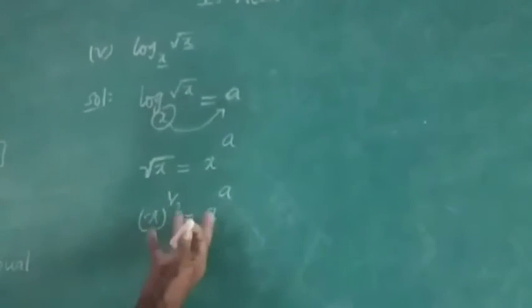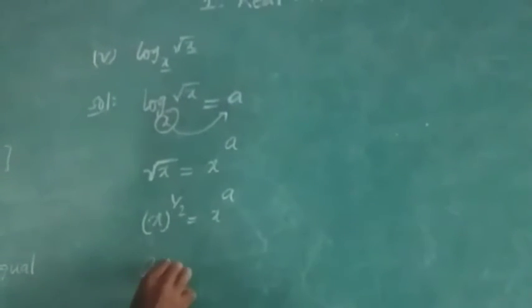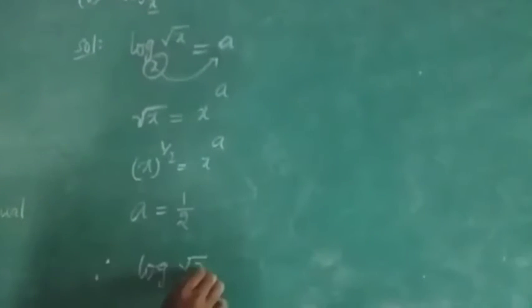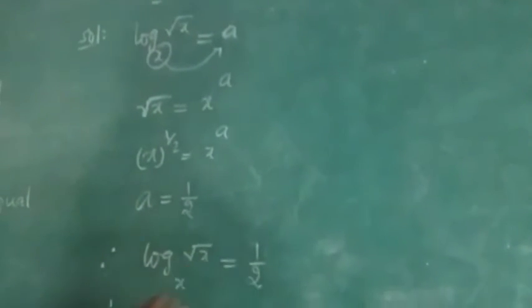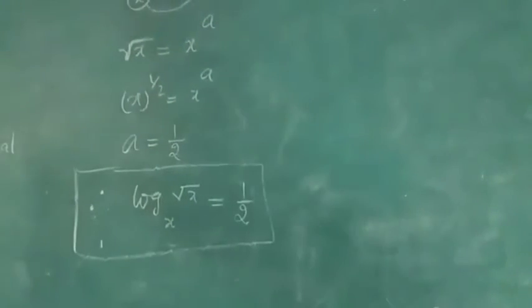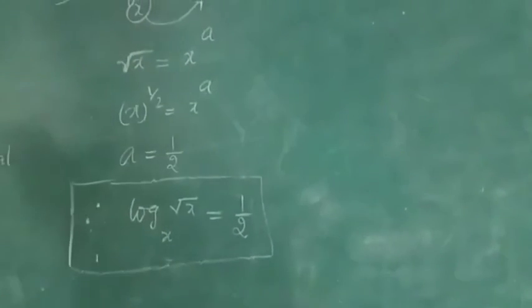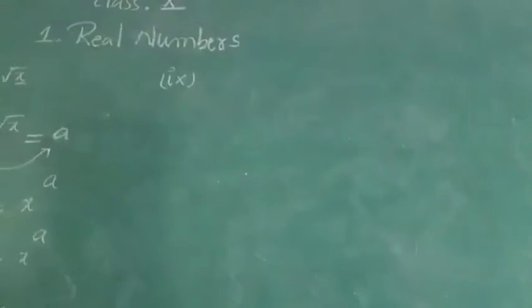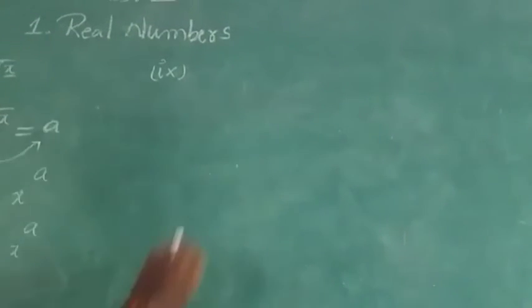So many times I have written, that's why I am not writing here. The bases are equal, then the powers will be equal. a is equal to 1 by 2. a is equal to 1 by 2 is nothing but you can write log base x to root x is equal to 1 by 2. What is the answer? This is the answer. I would like to explain you the last one, the ninth problem. The remaining bit will be homework. So the ninth one. What is the ninth one?